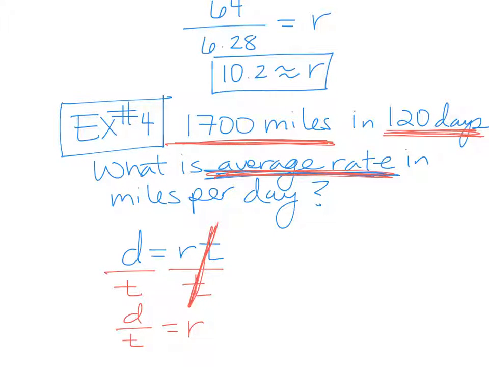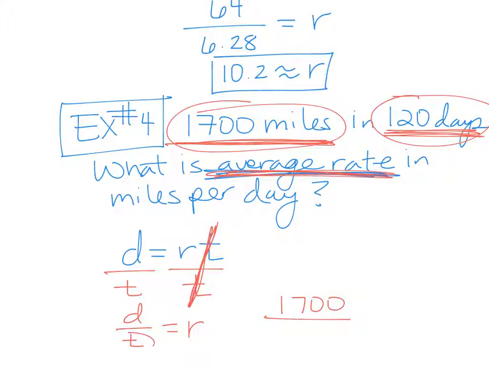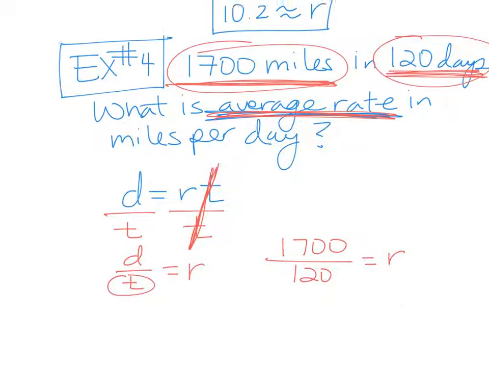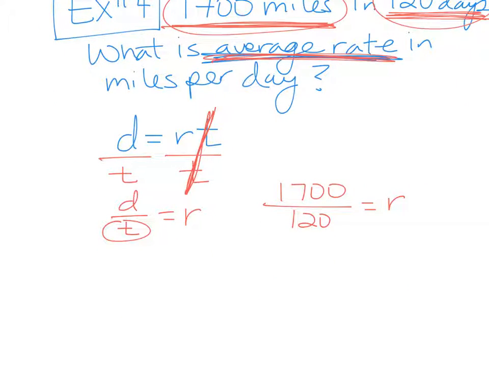And isn't it convenient that we have the distance and the time, right? So we're going to say the distance is 1,700 divided by the time, which is 120. And that should be our average rate that a monarch butterfly is traveling at. So you just take your calculator, 1,700 divided by 120, and you get 14.2. So your rate is 14.2 miles per day.